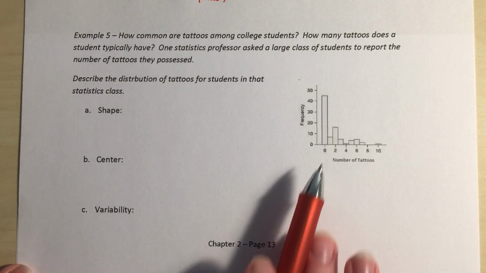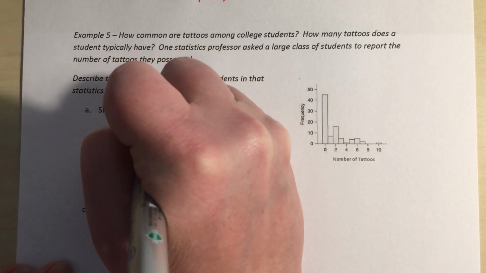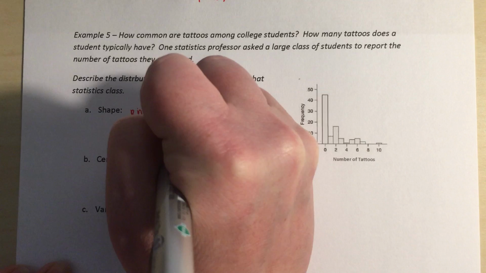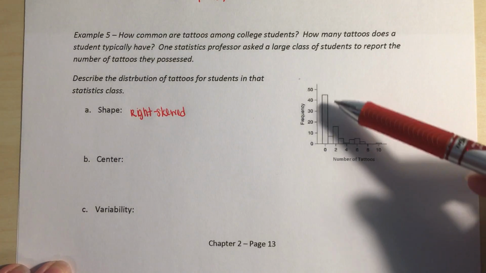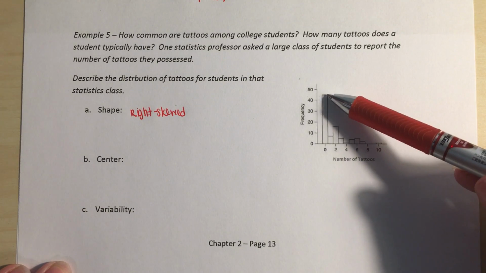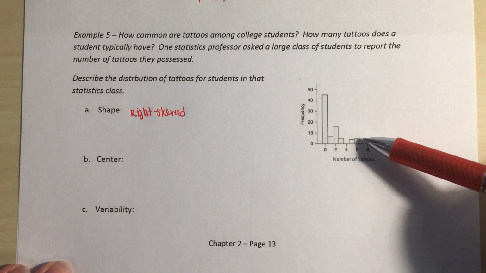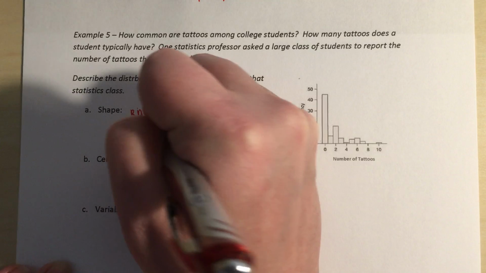Right, so this appears to tail off to the right. So this is right skewed. If we look at this, we have a couple of different peaks in our values here. One at 0, one at 2, one right around 6. So we would say that this is multimodal.